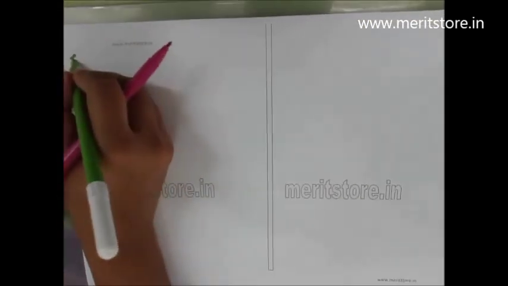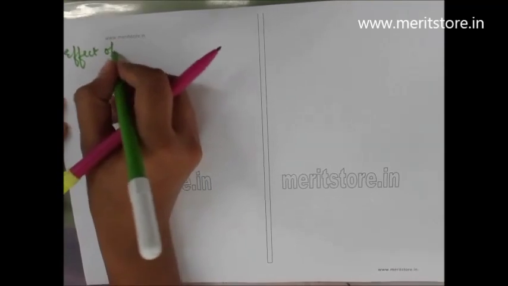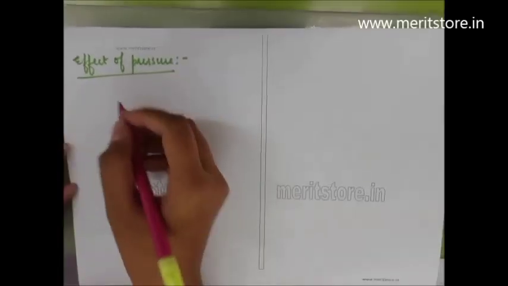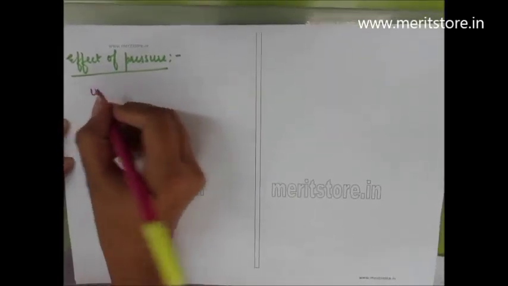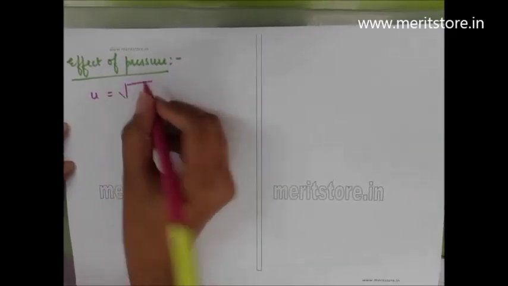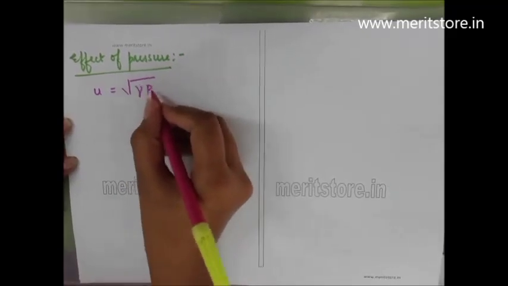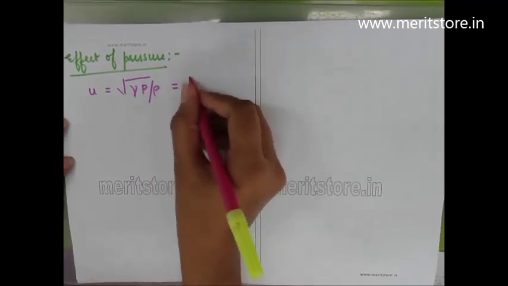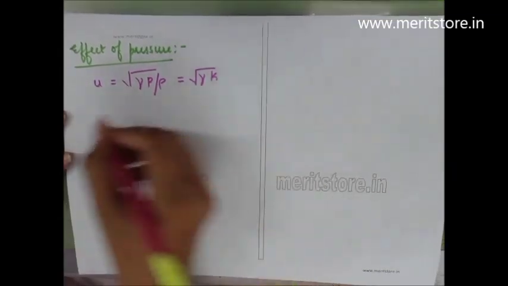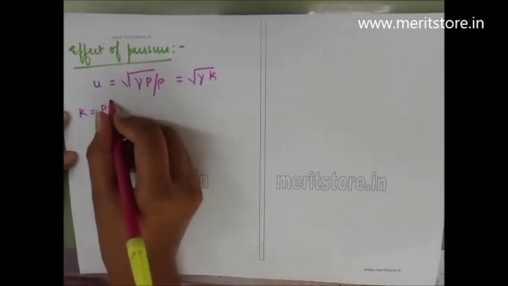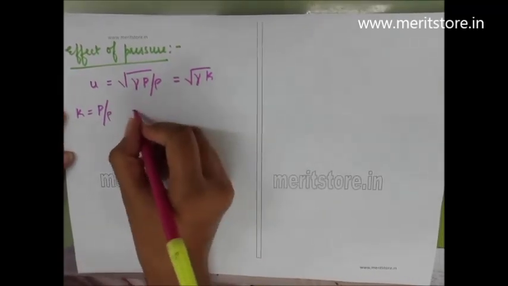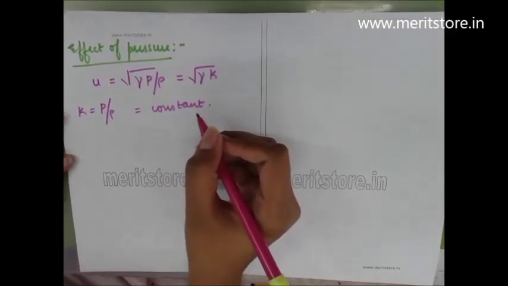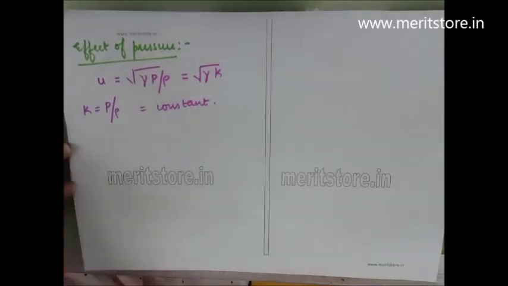Effect of pressure. Effect of pressure is given as velocity of sound is equal to the square root of gamma p divided by rho, which is also equal to gamma k, where k is the constant of pressure divided by rho, and it is constant. This signifies that the pressure has no effect on the velocity of sound.